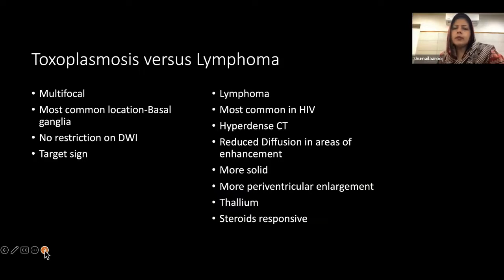Similarly, another important thing which we should know in immunocompromised patients is the differentiation between toxoplasmosis versus lymphoma. So toxo is mostly multifocal, and their most common location is the basal ganglia. They do not show any diffusion restriction on DWI. They make a target sign. There is a central enhancing dot.